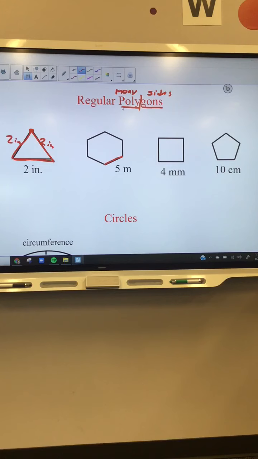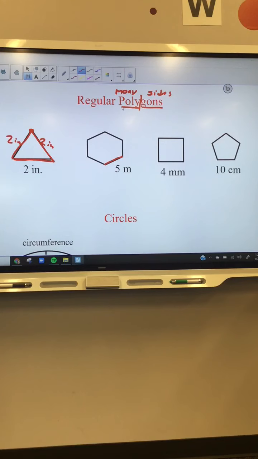If this is 5, the other sides must be 5 meters too, because it's a regular polygon. So what's my total perimeter? The distance all the way around the outside. 30. Why? Because every side is 5 meters. So where'd you get 30 from?